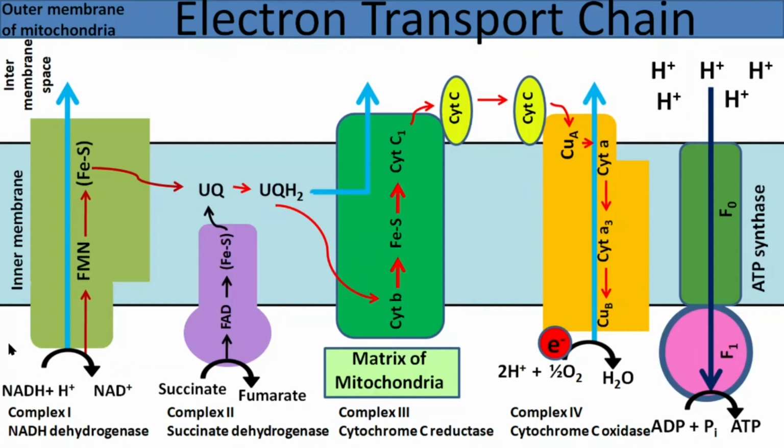Now we will see what happens when NADH donates electrons to complex 1. This NADH molecule, when it gives the electrons, undergoes oxidation and gets converted into NAD+. Now this NAD+ can go back to the link reaction or TCA cycle to accept some more electrons. The electrons that are accepted by the prosthetic group of complex 1, that is flavin mononucleotide, reduce this FMN. This reduced FMN undergoes oxidation by giving the electron to an iron sulfur cluster.